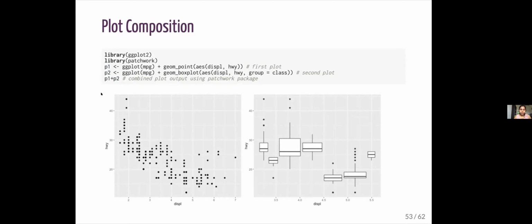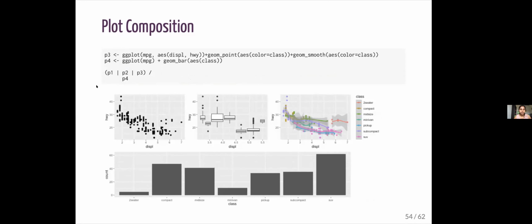You can also make more complicated layouts. So for example, here, I have two more plots, P3, which is this geom smooth plot, and P4, which is a geom bar plot. And just with a simple command, where I specify P1 next to P2, next to P3, and all of them above P4, and using patchwork, the patchwork package arranges everything neatly here. So this is very useful.